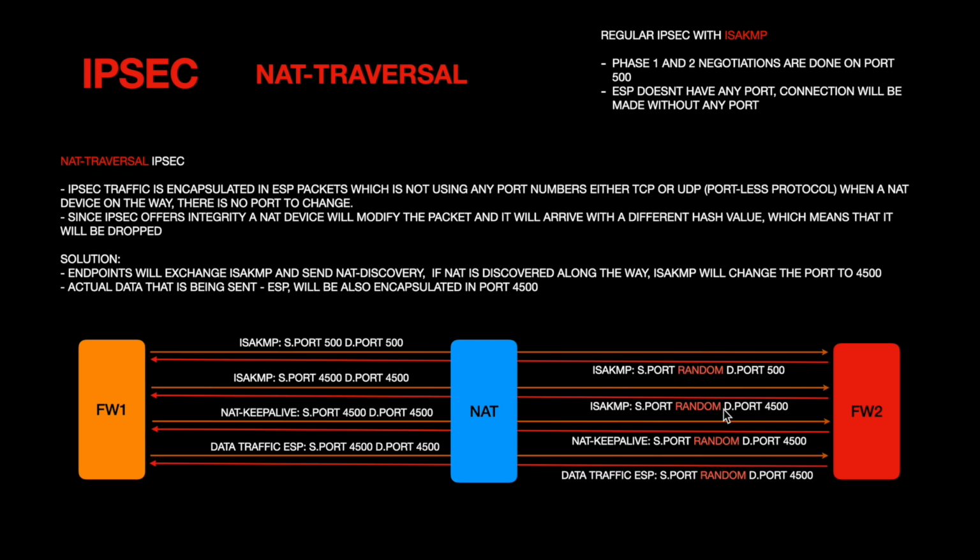Port 4500 is the NAT traversal port, and the actual data, the ESP protocol, will be encapsulated in the UDP protocol, and in this way the ESP will have the source port and destination port of 4500. As you see here, I wrote random port and the destination port of 4500. This is because, as I said, the NAT device will change the source port into a random port, but when the packet arrives back at the initiator, it will arrive with the correct source and destination port.